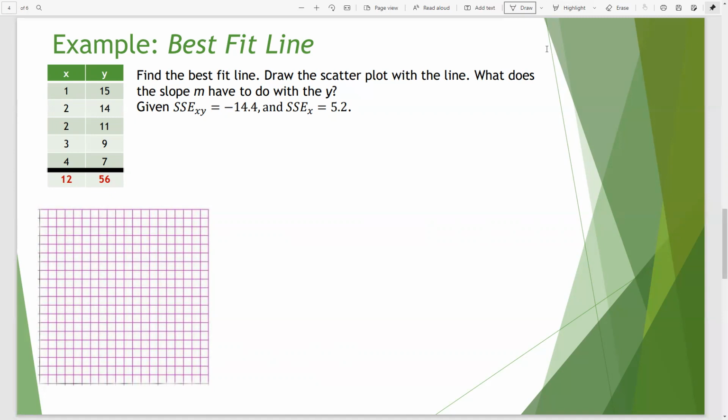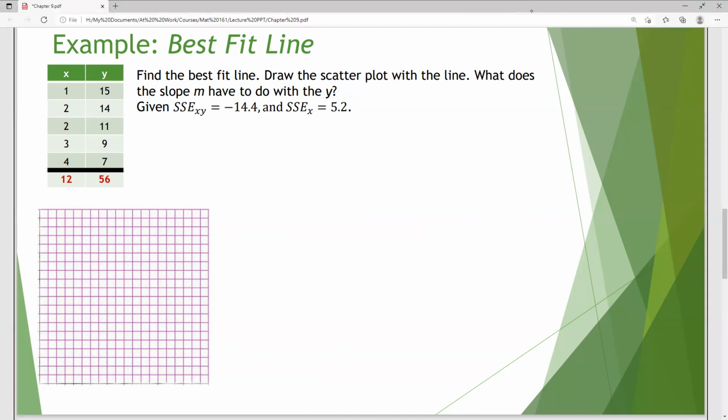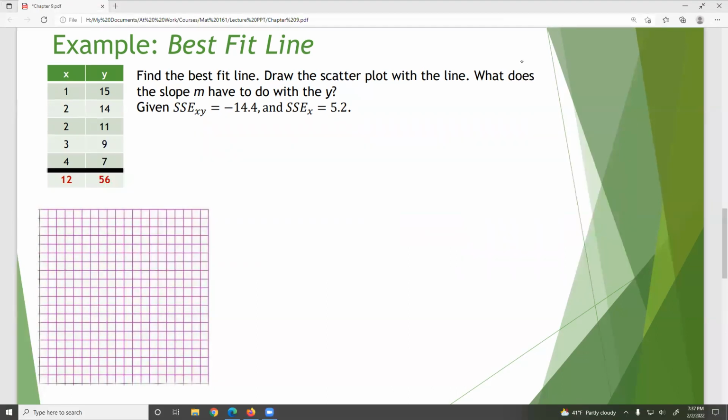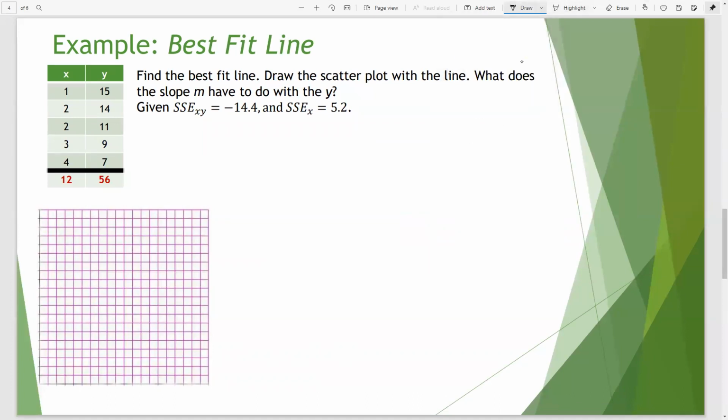All right, so what does the question want us to do? Draw the scatter plot with the line, and what does the m do with the y? So we need to draw the scatter plot first, right? That will be the easiest thing to do.